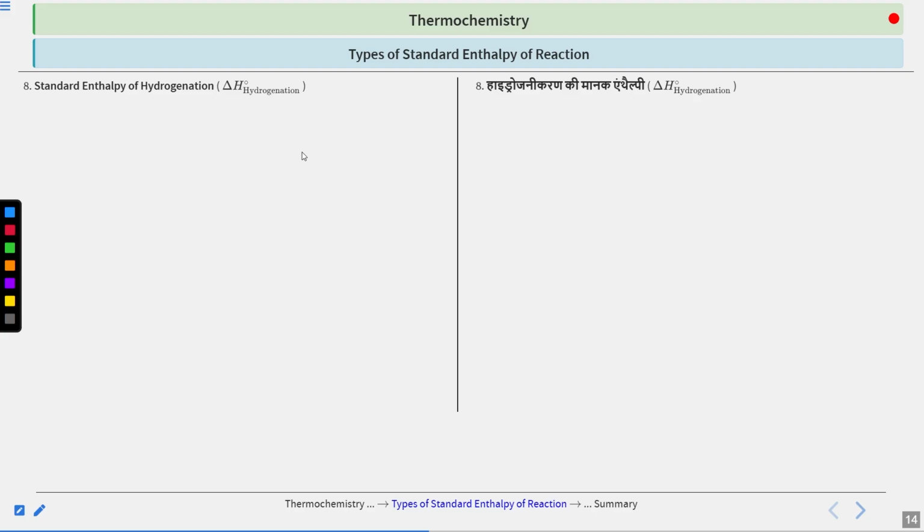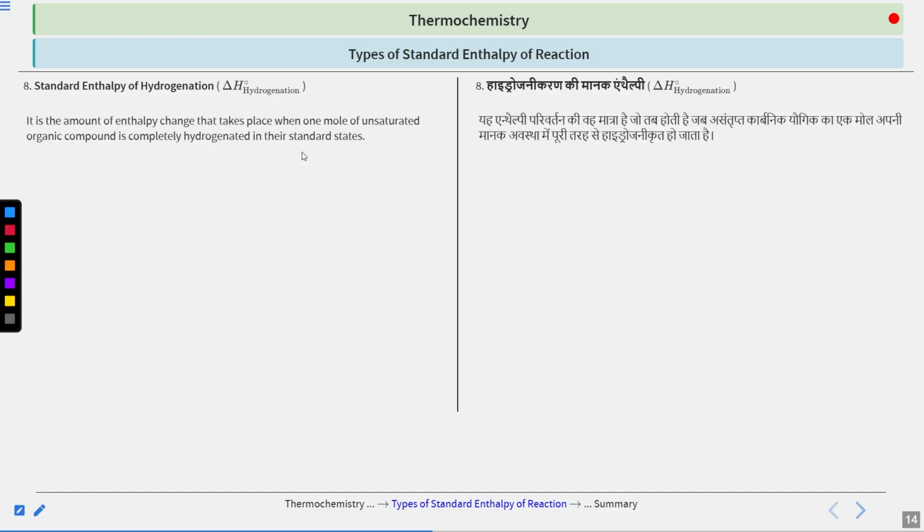Next, we have standard enthalpy of hydrogenation. So what is standard enthalpy of hydrogenation? It is also very clear from the terminology, but you should remember that it is the amount of enthalpy change when 1 mole of an unsaturated compound is completely hydrogenated. Means hydrogen is added to this unsaturated compound. Clear? So you can add it to, suppose, but-1,3-diene, or you can add it to ethene also. So the amount of enthalpy change that accompanies this reaction is called the standard enthalpy of hydrogenation.